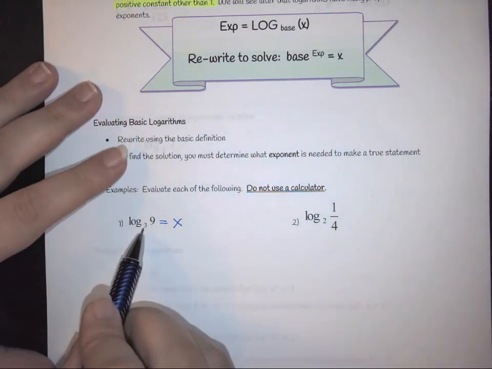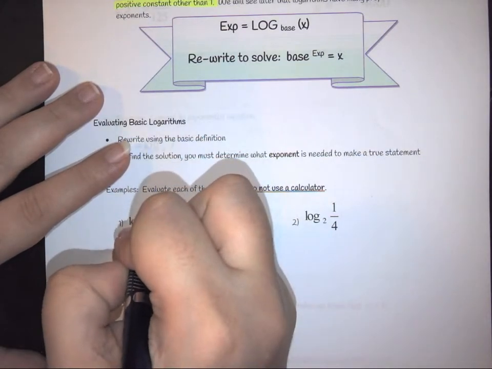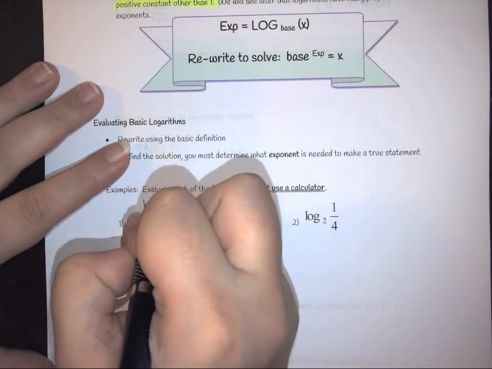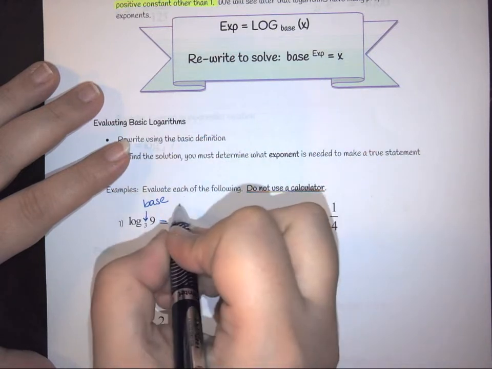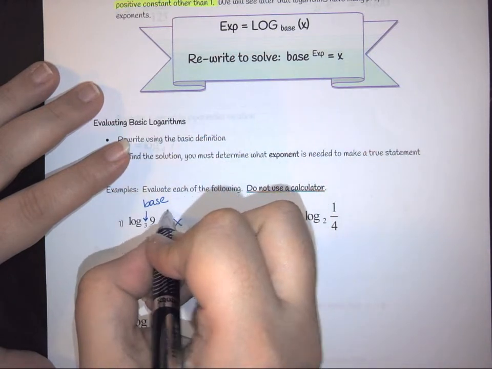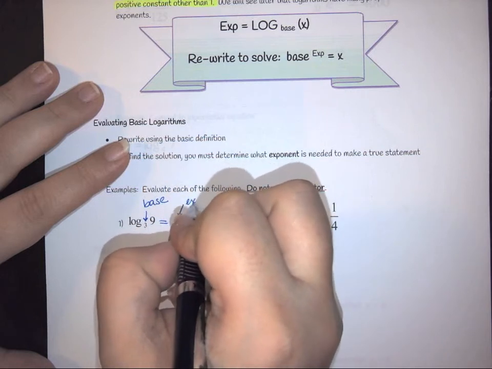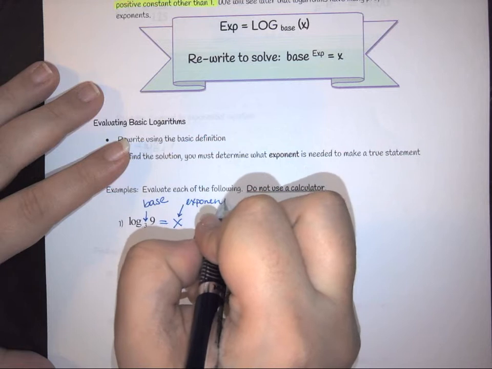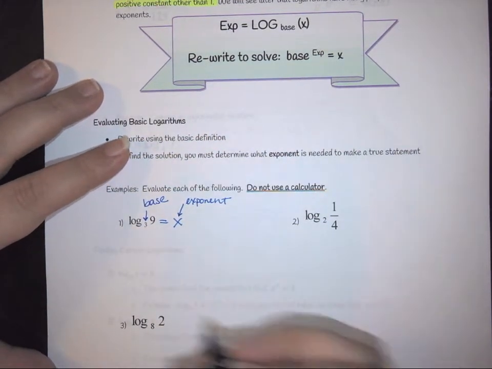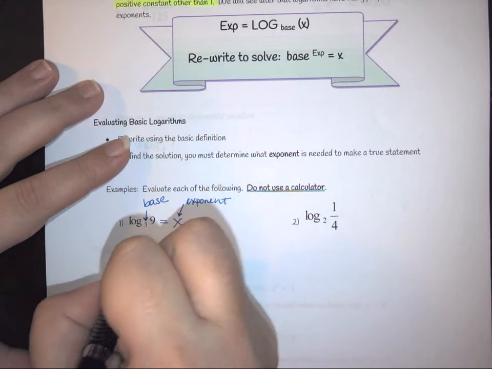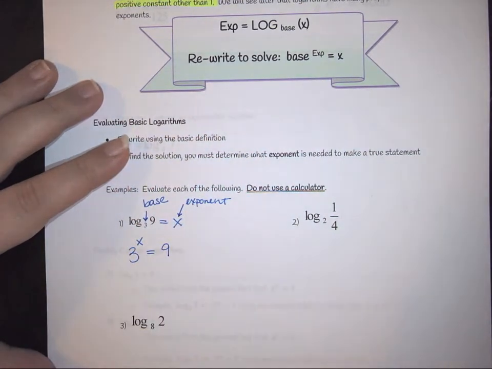Here, this part right here would be your base, and this part right here would be your exponent. So we can rewrite our equation to say 3 to some value equals 9.